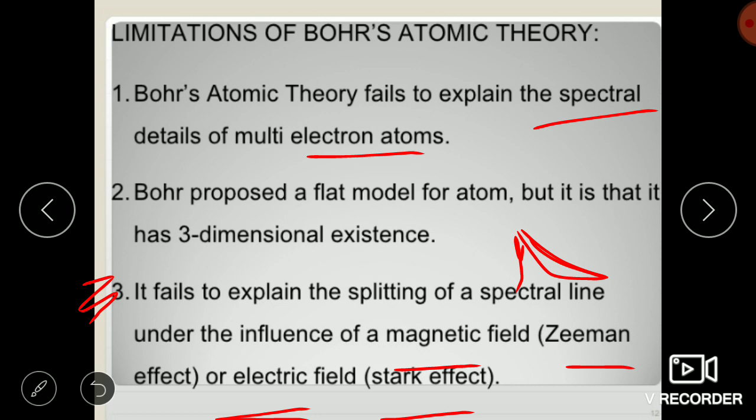So this third point is very important. Limitations of Bohr's atomic model. For a multi-electron atom, it failed to explain the spectrum. Atoms are actually three-dimensional, but Bohr proposed a two-dimensional model. And third thing, it failed to explain the Zeeman and Stark effect.